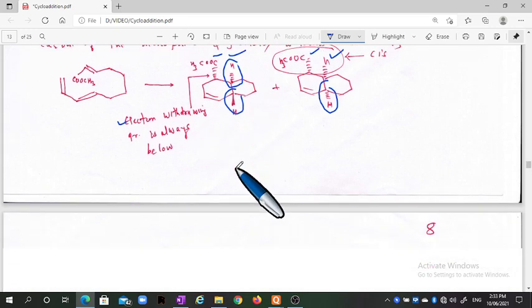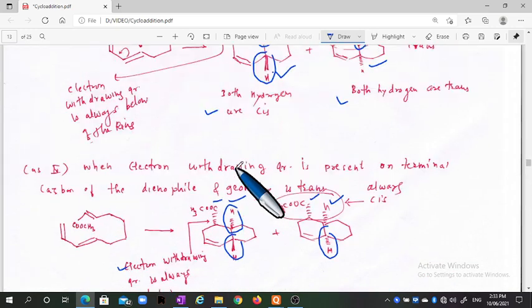This is all about the 4+2 cycloaddition reaction. We have discussed its stereochemistry in detail. Thank you very much.